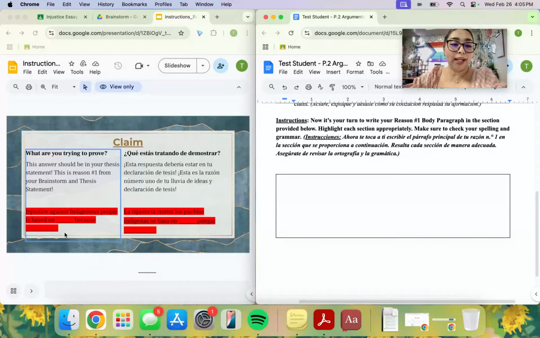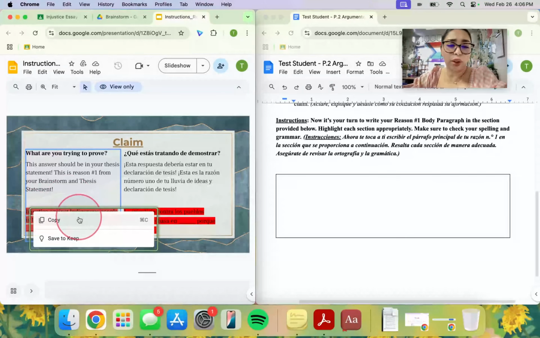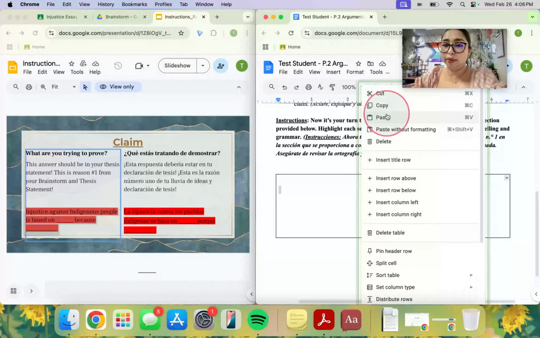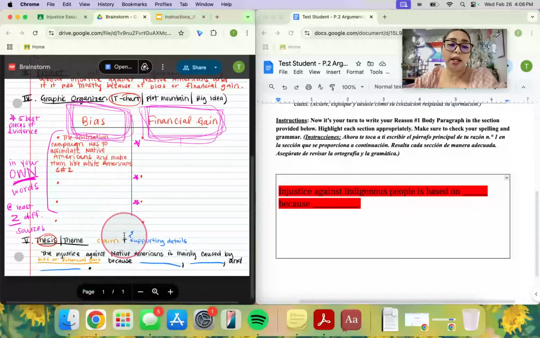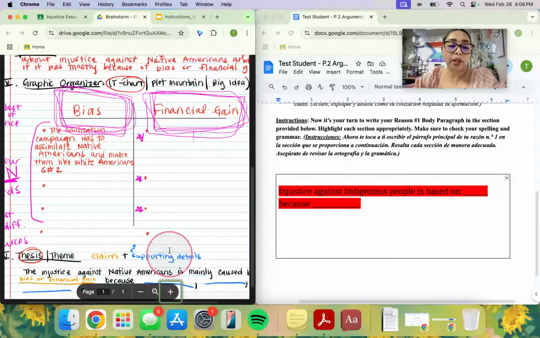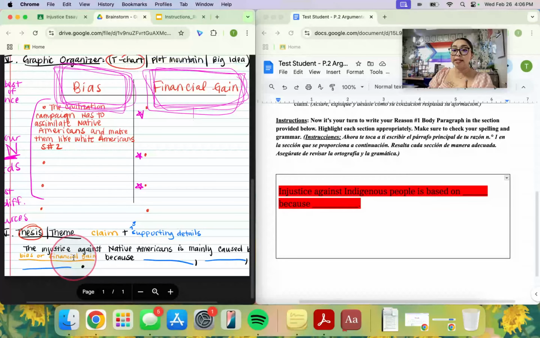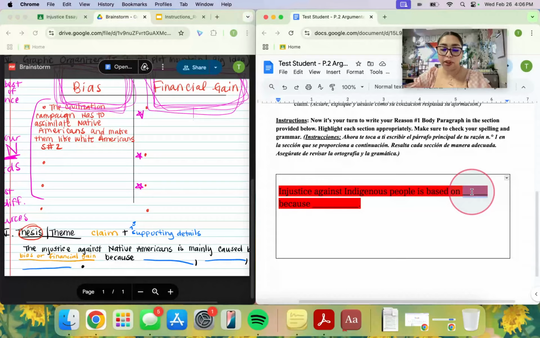So we're going to go ahead and click here, highlight that or copy it, and paste it. Cool. Injustice against Indigenous people is based on blank because blank. Again, we're getting this from our brainstorm. Did you say it was because of bias, or did you say it was because of financial gain? In my last example, I said that it was bias, so I'm going to continue on my example. Again, you should not be copying my example. This is just my example.